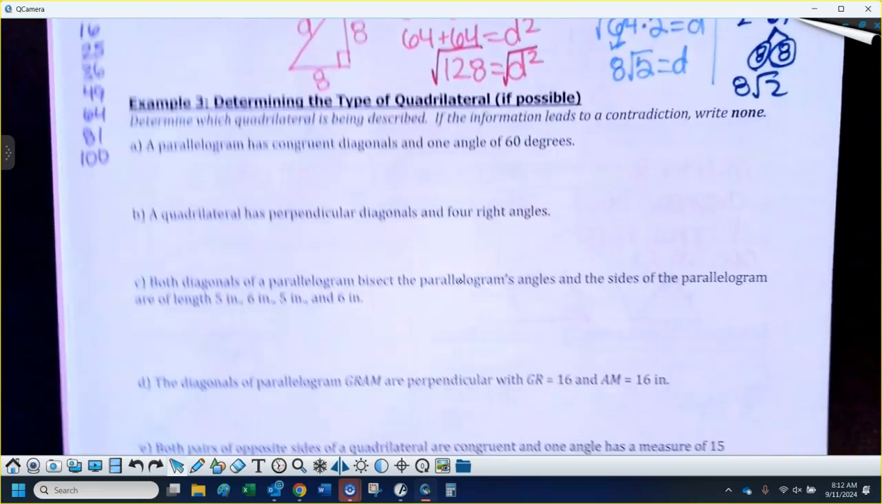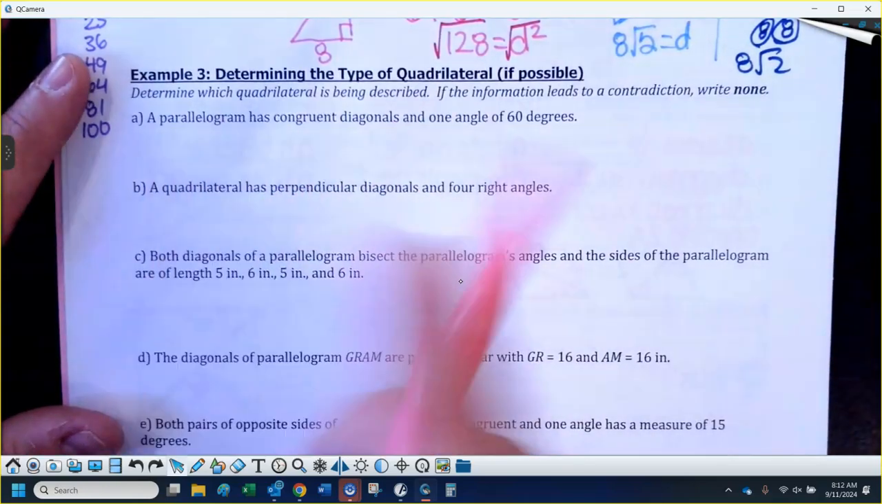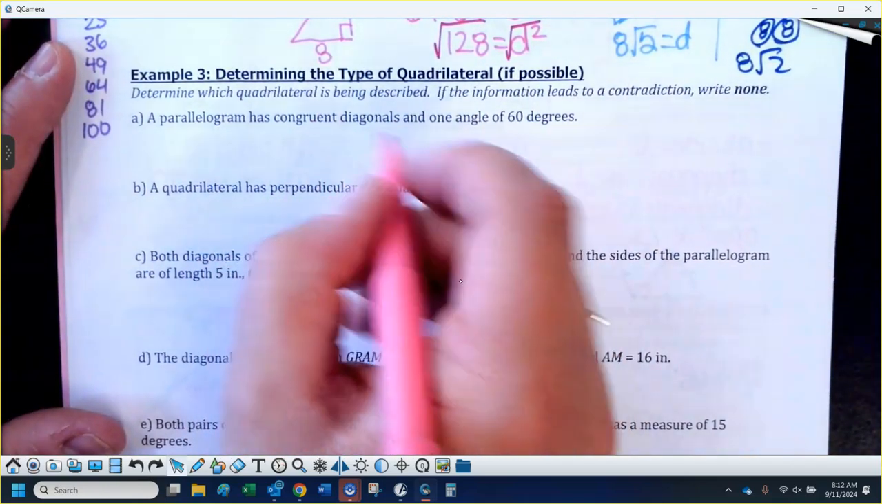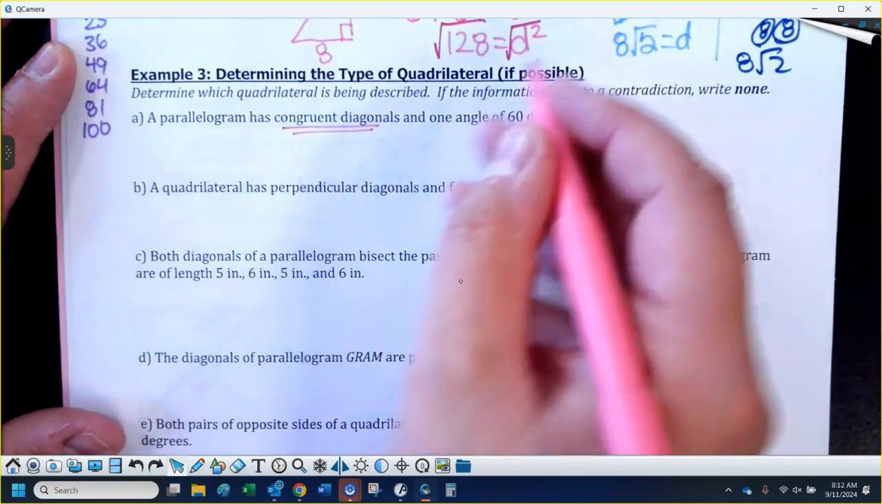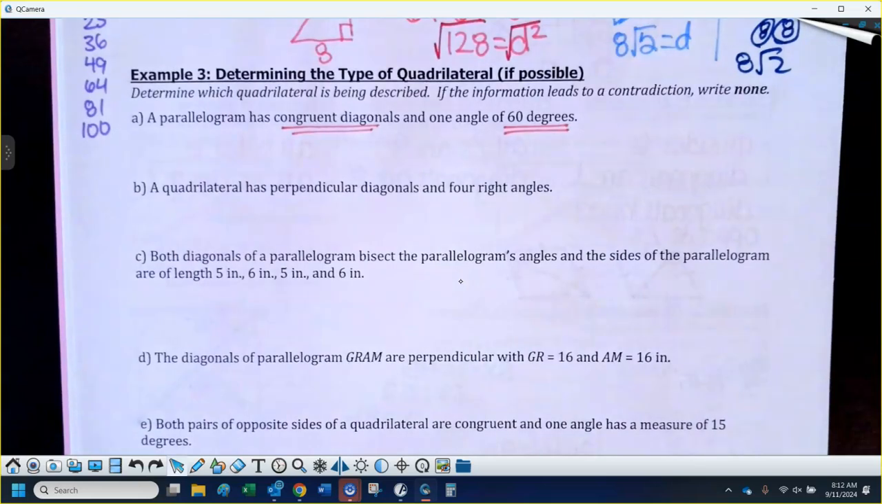Okay, now these next set, I know this looks like a lot of words, but it's going to describe something, and we're just going to say whether this could be a figure or not based on the properties it gives us. So I'm going to try and draw you a little picture here. This says a parallelogram has congruent diagonals and one angle that's 60 degrees.